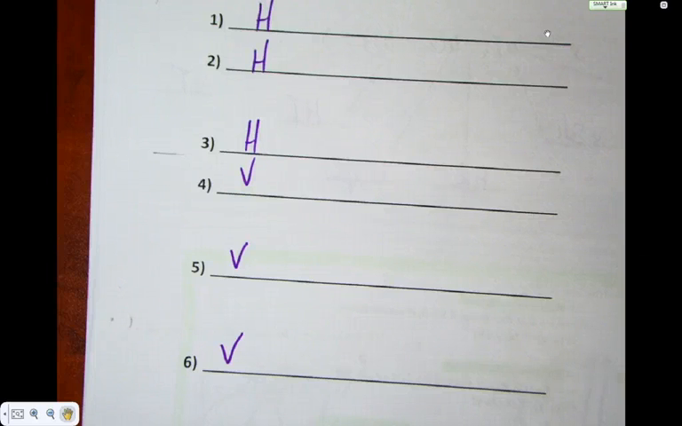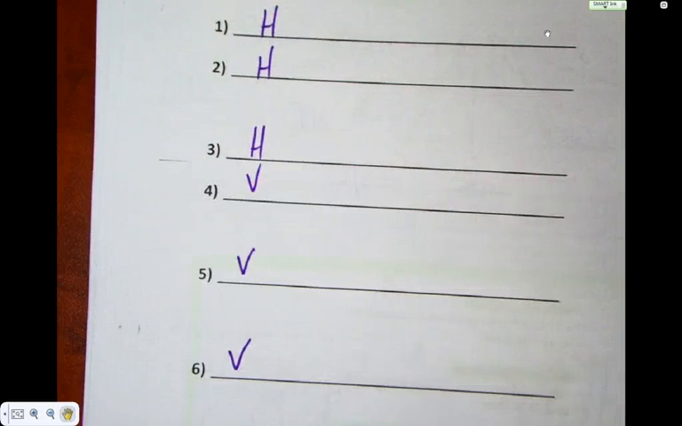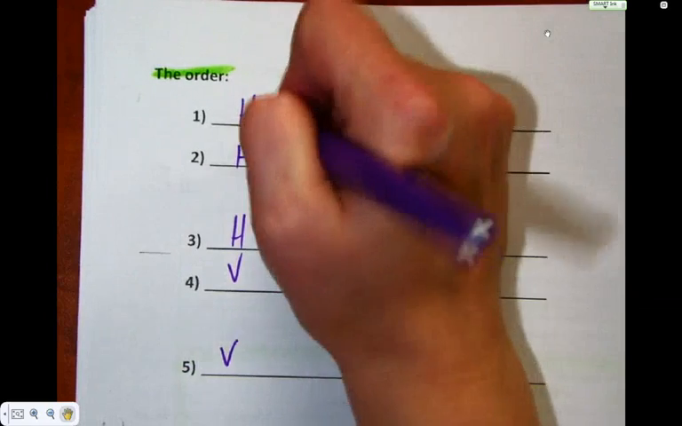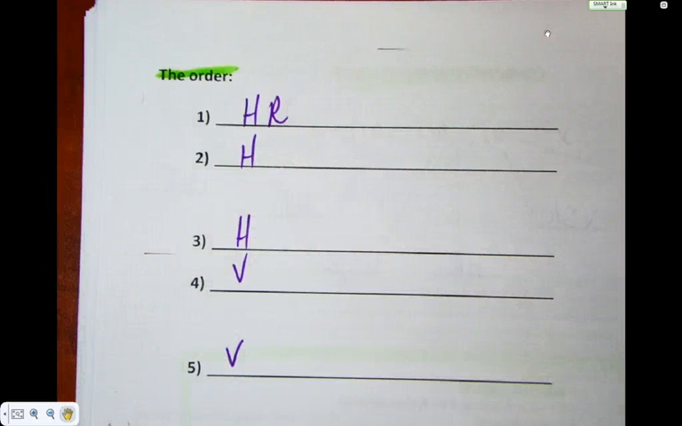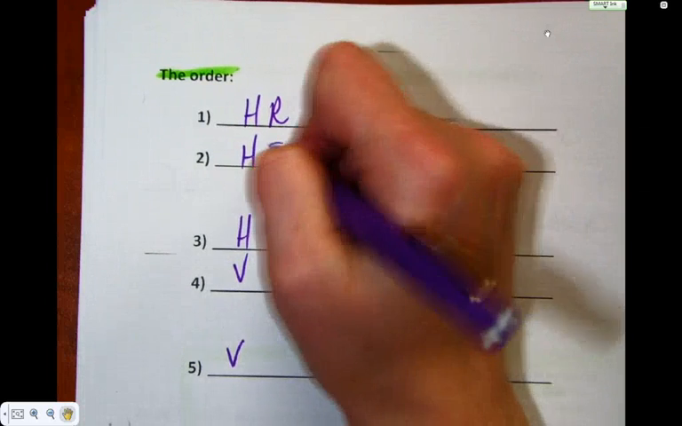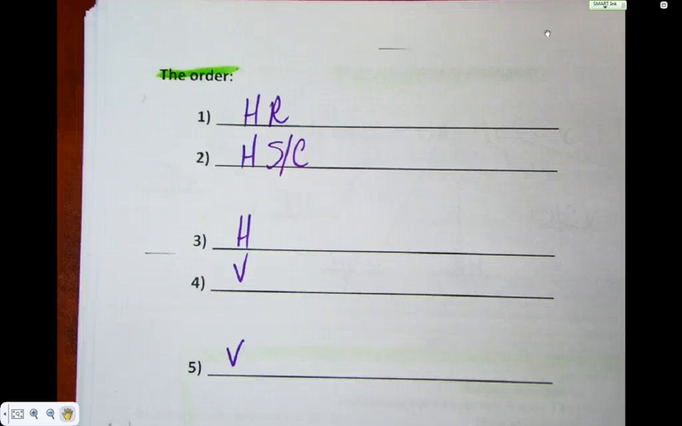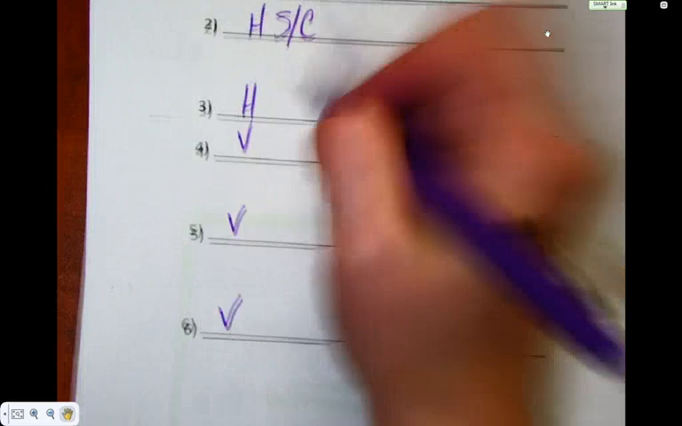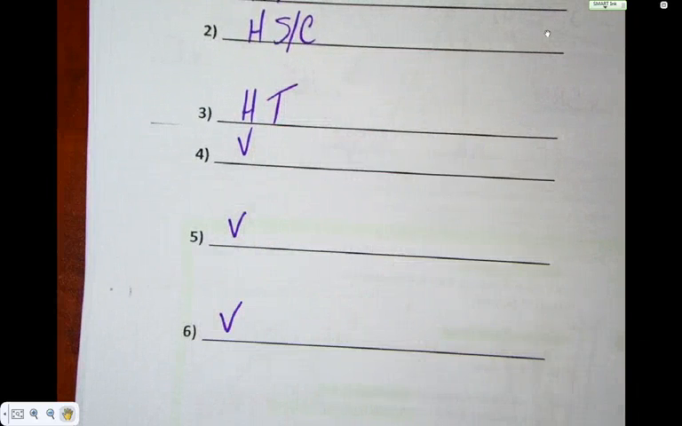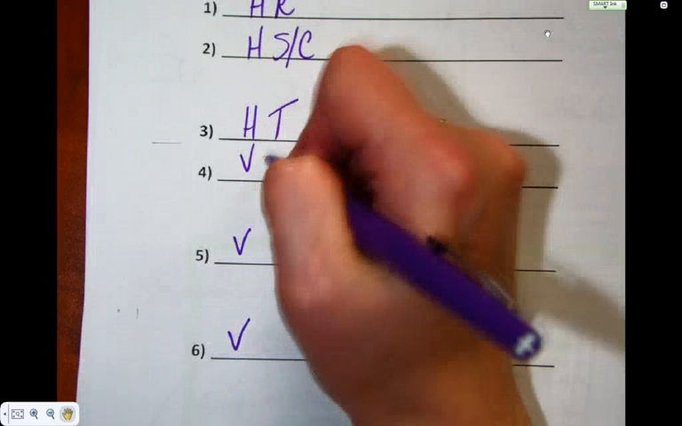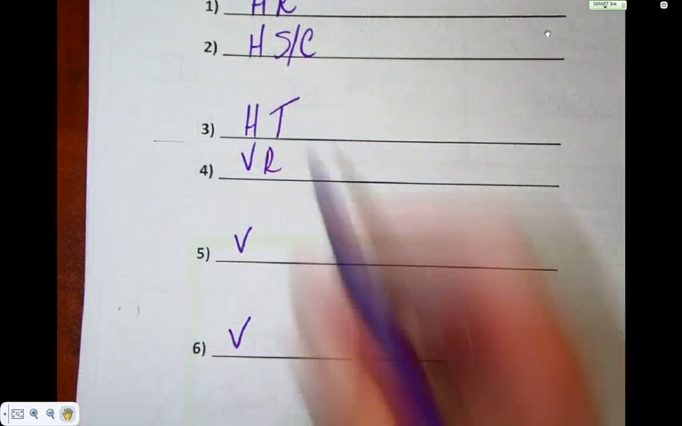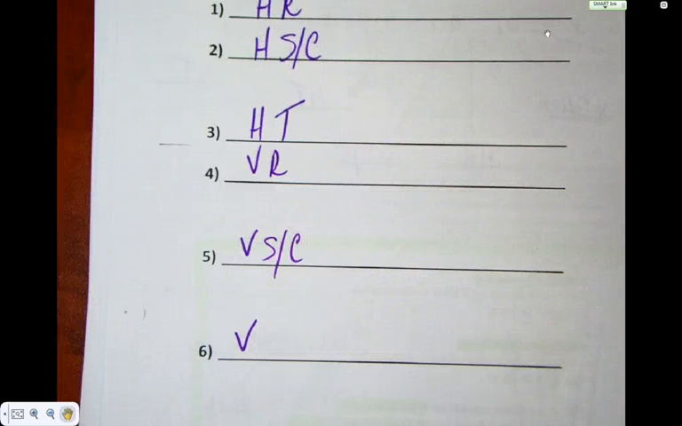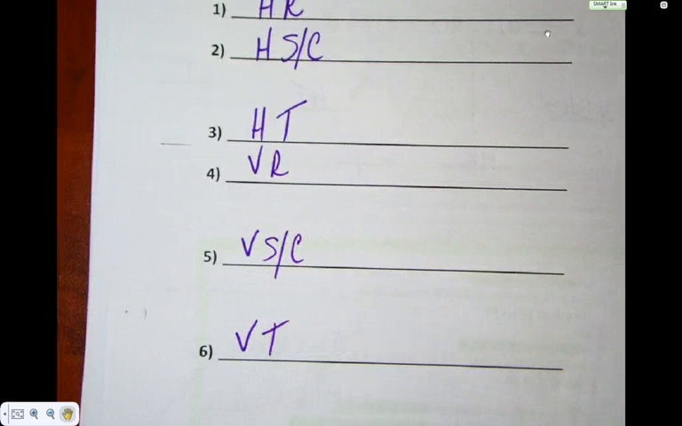Why? Horizontal is always in the parentheses. So inside, and this is your outside. What's going to come very first? It's a reflection. After reflections are your stretches, compressions. And last are the translations. Same order for the vertical. Reflections come first. Stretches and compressions come second. Translations come last.